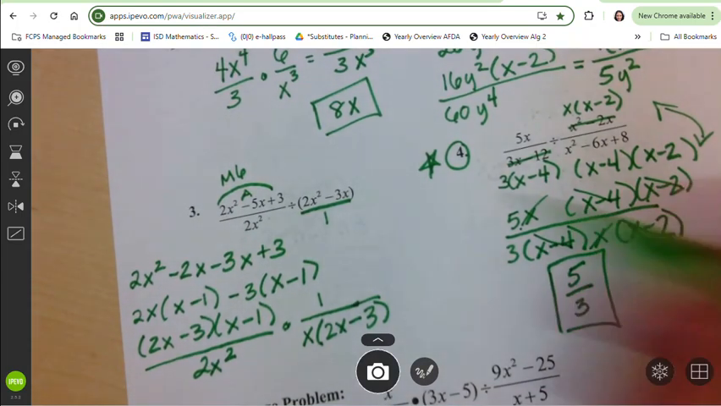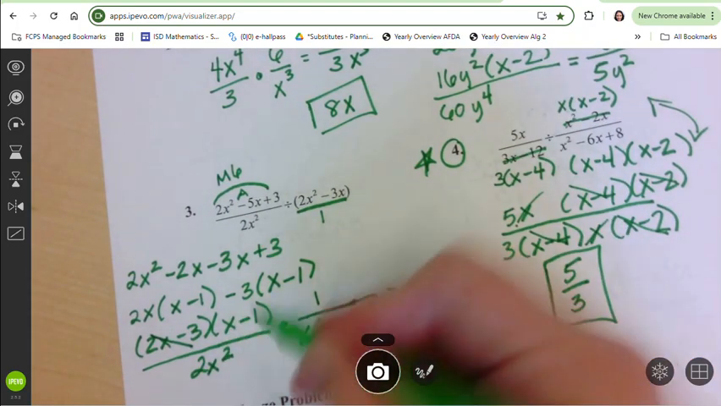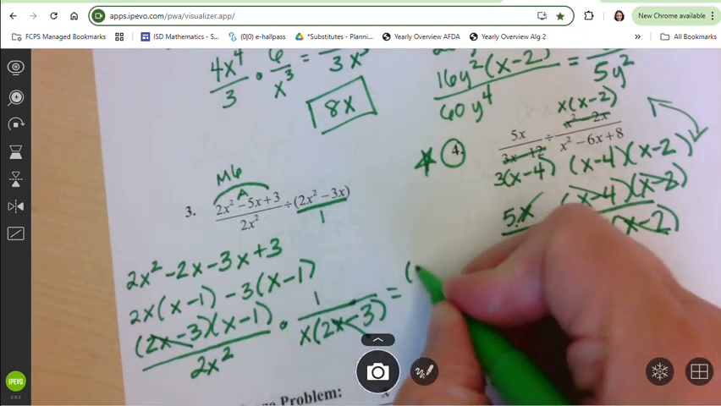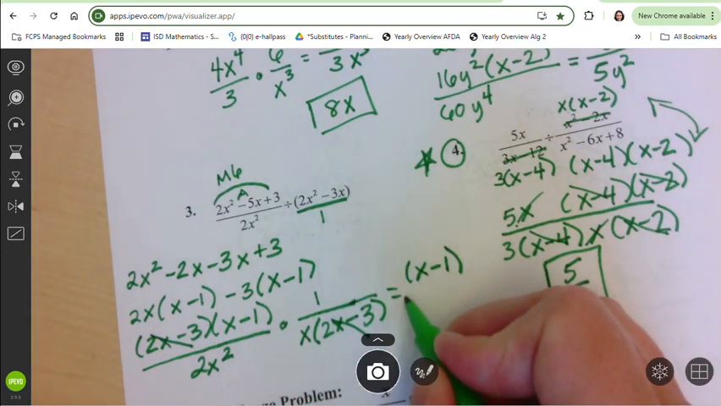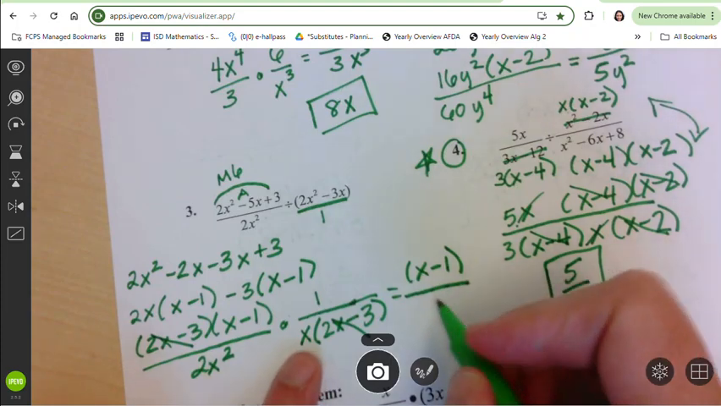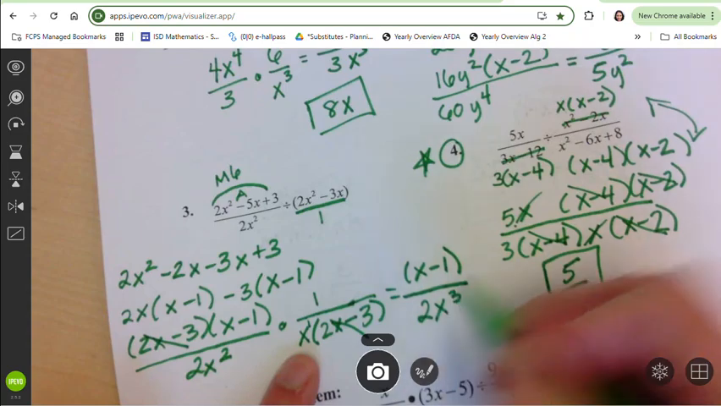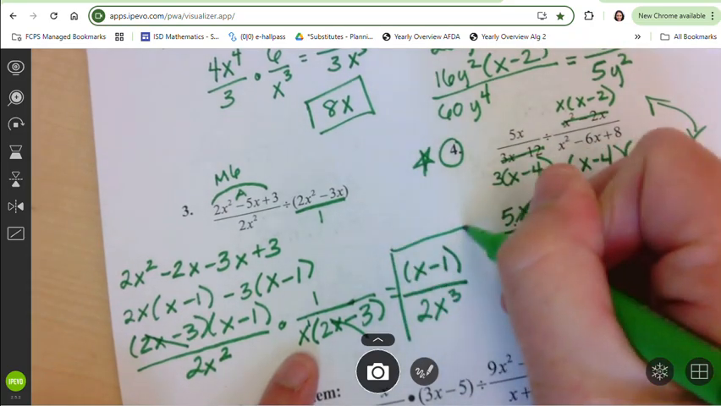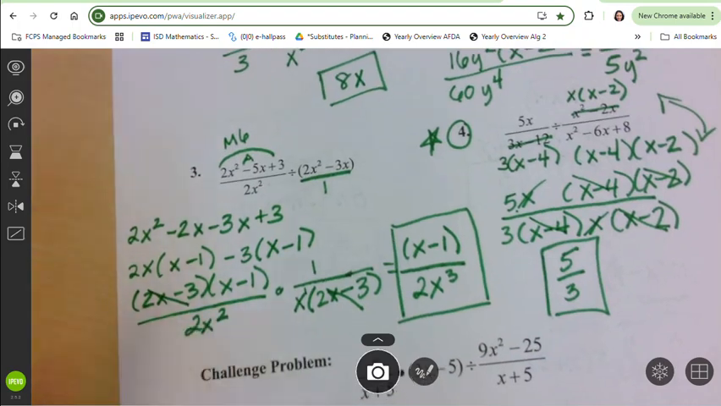Okay, so this one and this one will cancel. On the top, I still have x minus 1. That didn't go away. X minus 1 times 1 is just x minus 1. On the bottom, I do want to multiply. 2x squared times x to the 1 is going to give me 2x to the 3. Okay, and if you did try that challenge problem, I believe that should be on the key, the PDF key, so you can check your work in Schoology.